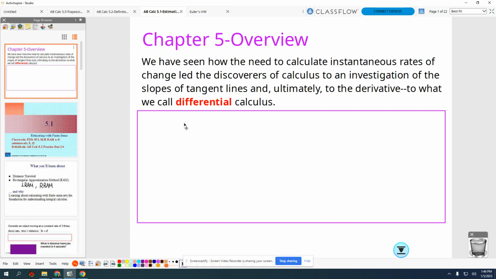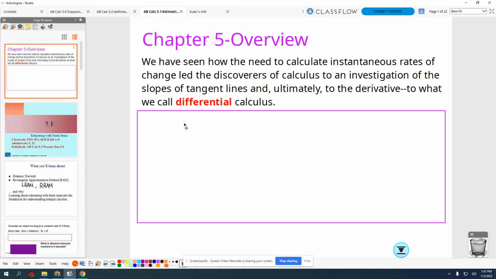So we are starting undoing derivatives. That is called integration. Integrating is a word. Antiderivatives are integration, and antiderivative is a word.